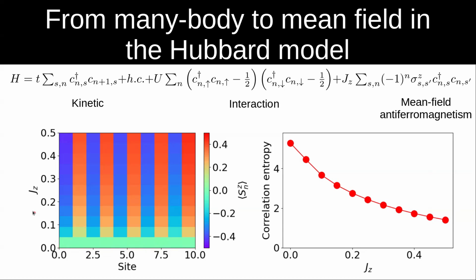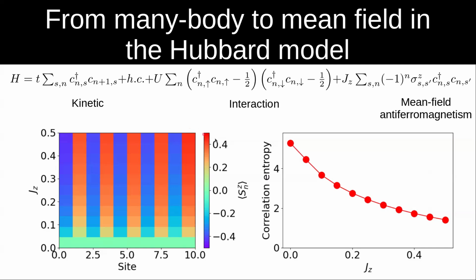And then as you increase the value of Jz, you are essentially increasing this staggered exchange field and are creating a local magnetization on each site. And you can think that when you are over here at large Jz, you are actually promoting the ground state of the mean field Hamiltonian.